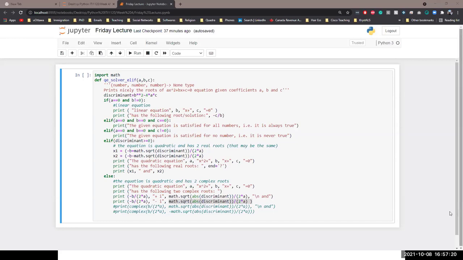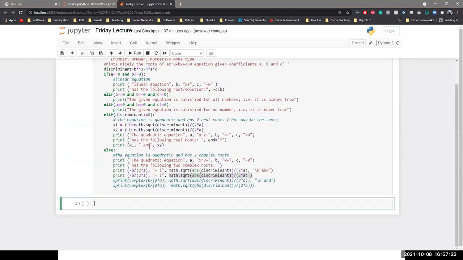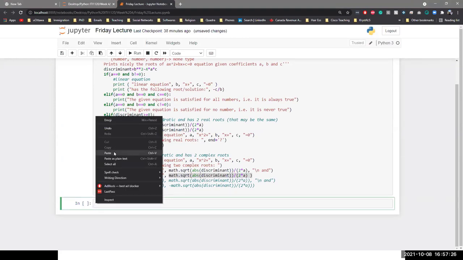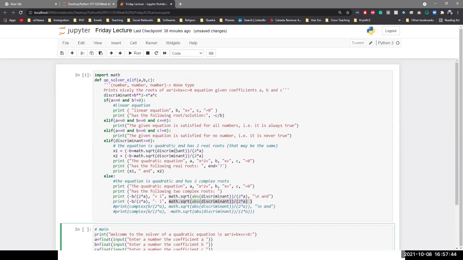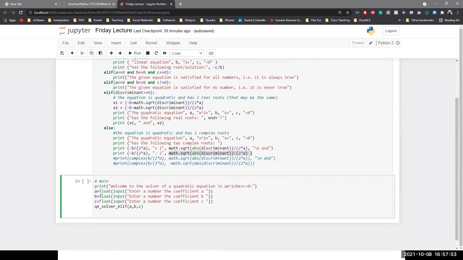So this is the core function, and we would like to test it. We can run this, it has no problem. To test it, we have to do something similar to Java or C++. It's the main, okay? The main means that you are calling that function. Now, we are printing welcome to the solver of the quadratic equation. Because I did not call that function, nothing will show up in the output. But now, because I'm not defining a function, I'm calling it, when I run this cell, it's going to show me some output.